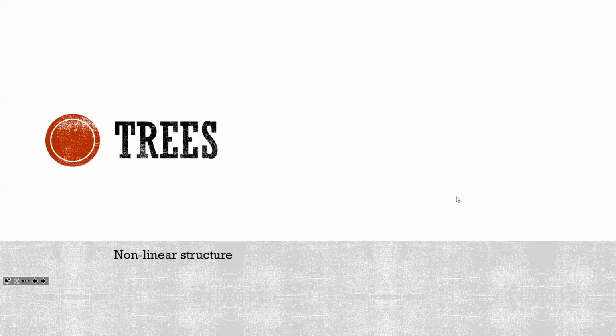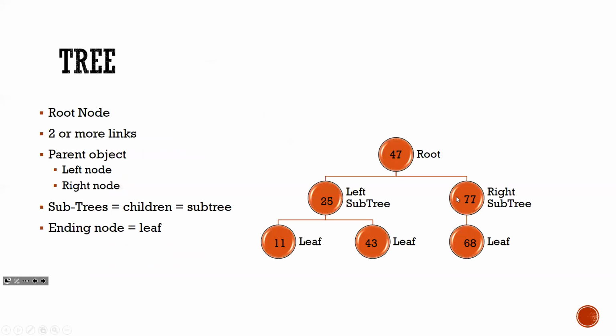Okay, so what's a tree? A tree is a data structure that has a nonlinear structure. So with a tree, we have a root node. Here's our root node. And then we have two or more links off of the root. Whenever we're working with a tree, we're always going to try to keep it even. So we're going to have a left subtree or child and a right subtree or child. When we get down to the bottom, we're going to have the leaf.